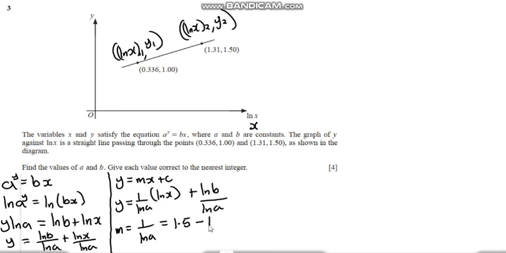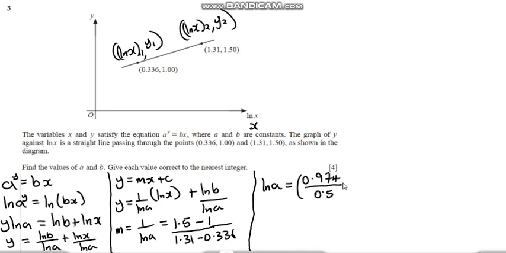divided by 1.31 minus 0.336. By solving this now, we can just invert it, turn it upside down. So our ln a, remember I want to find the value of a, is simply going to be 0.974 divided by 0.5. Finally, we find the exponential of both sides.